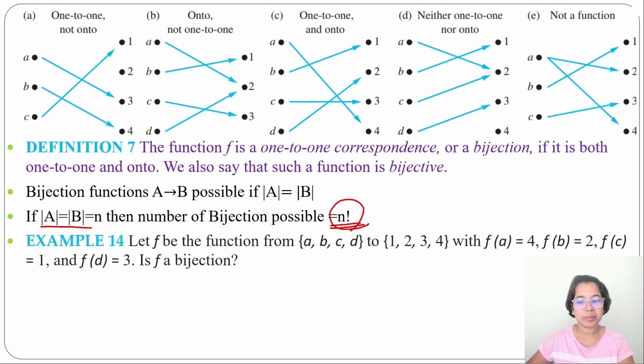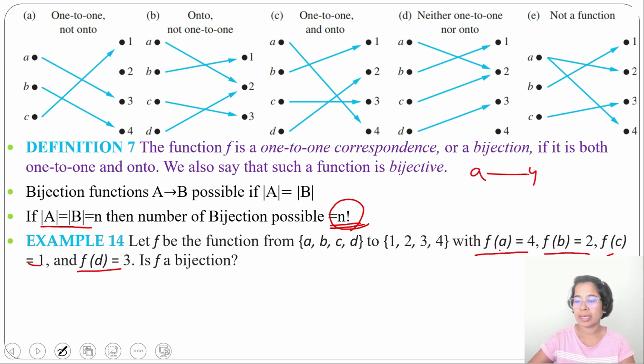Let's see one example. Example 14. Let f be a function from {a, b, c, d} to {1, 2, 3, 4} with f(a) = 4, f(b) = 2, f(c) = 1 and f(d) = 3. Is f a bijection? Let's check it. Here f(a) = 4, f(b) = 2, f(c) = 1, f(d) = 3.